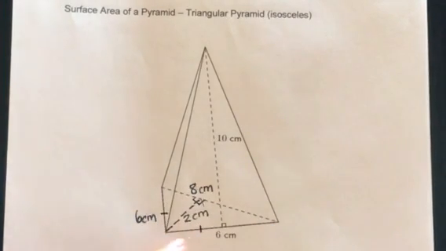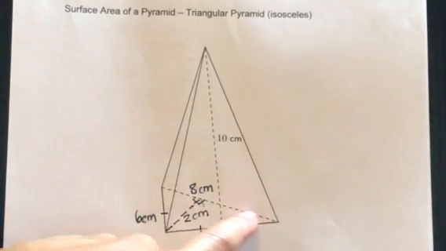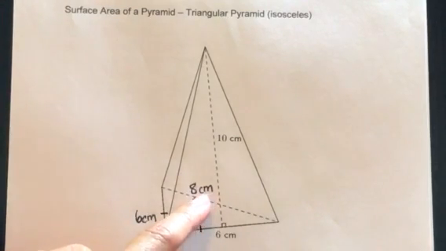We're going to look specifically at the base. The base is an isosceles triangle. Remember that an isosceles triangle has 2 equal sides. And then it has a base over here that's a different size, which is 8 centimeters.